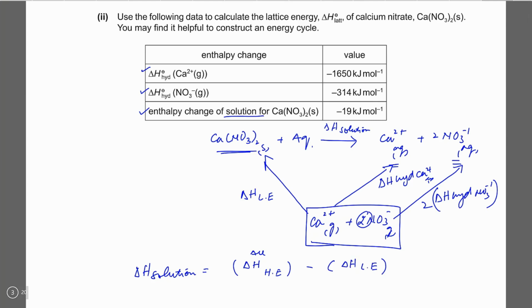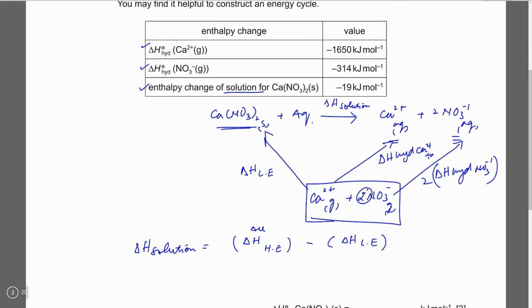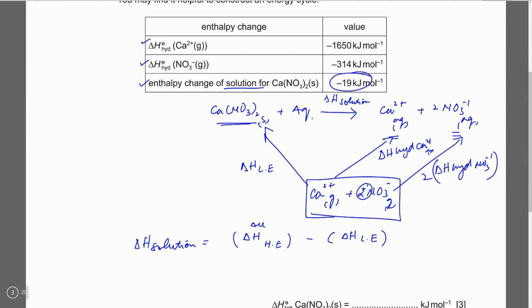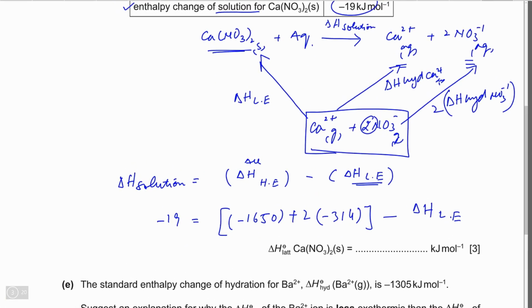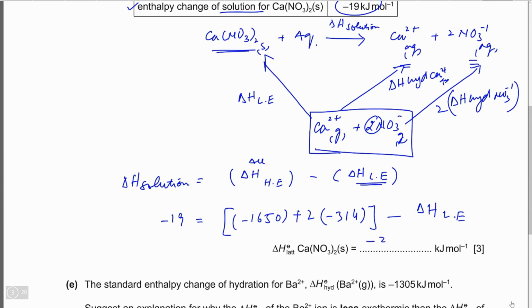Now in this case we are going to find the lattice energy. The enthalpy of solution is given, that is minus 19, which is equal to the enthalpy of hydration of the calcium, that is minus 1650, plus 2 into the enthalpy of the nitrate ion, minus 314, minus the enthalpy of lattice energy. So by simple calculation we can find the answer of this question, and the answer is minus 2259, that is worth 3 marks.